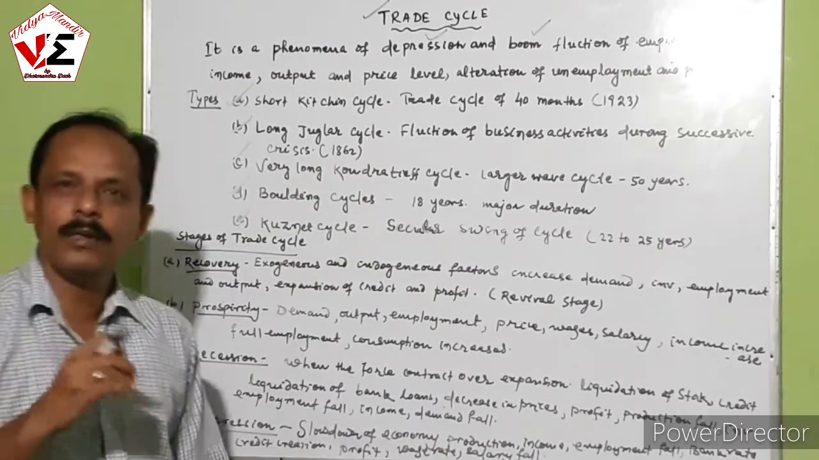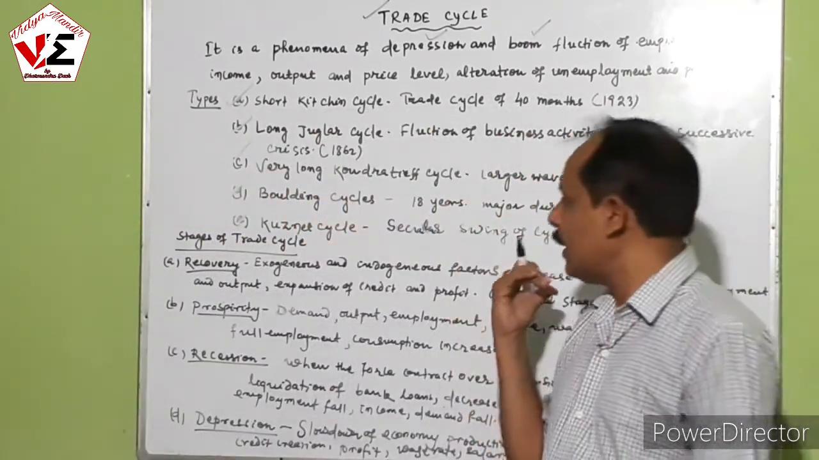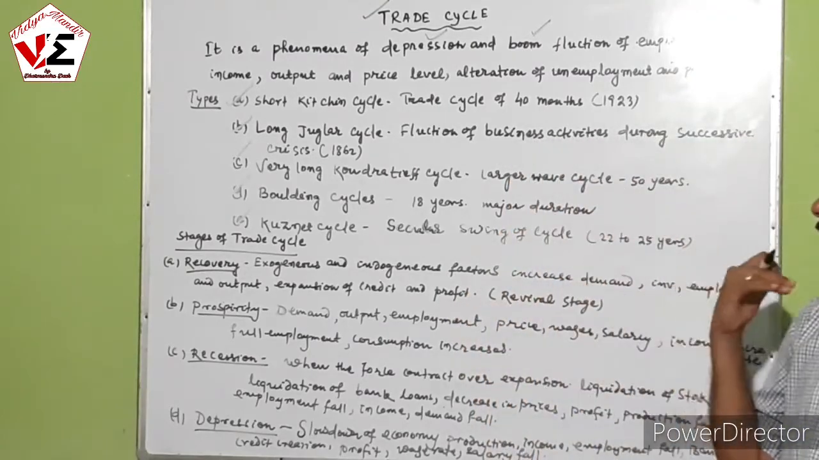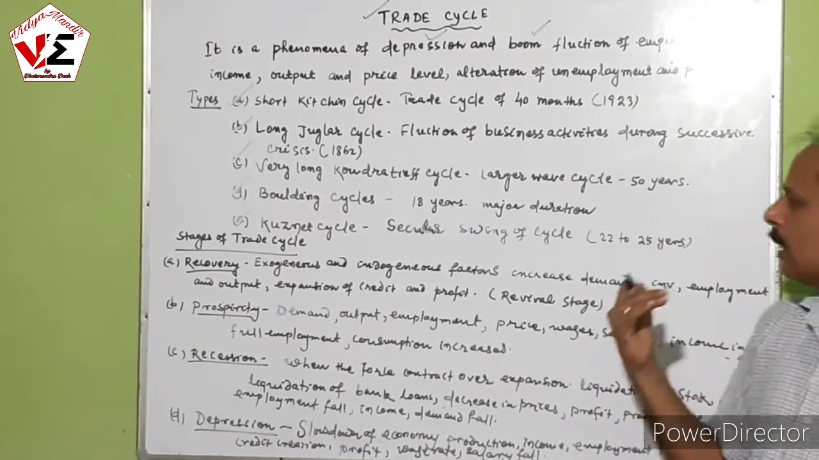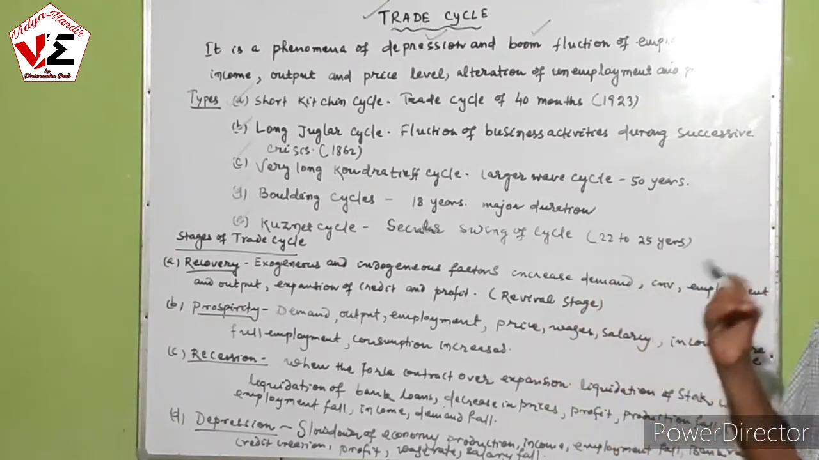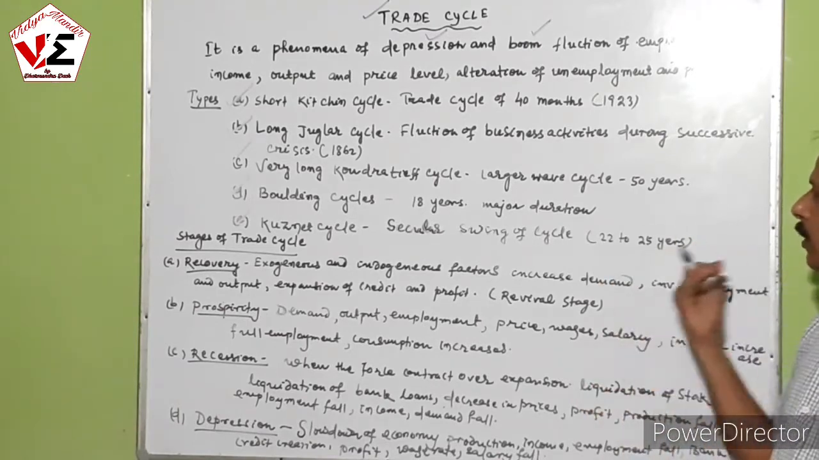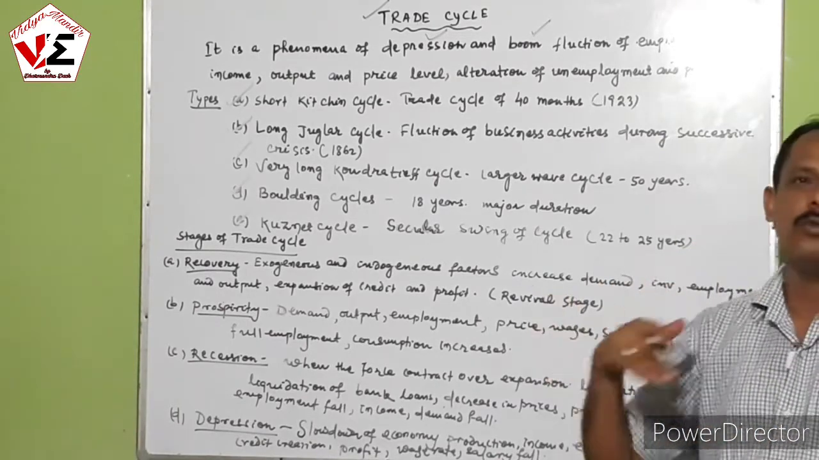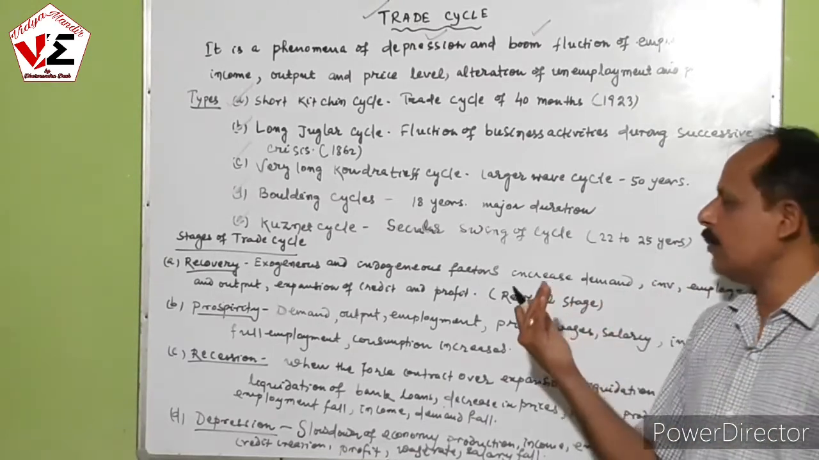Bank credit plays a prominent role. There's an increase in production, and market activities increase. Recovery takes place by increasing demand, investment, employment, output, and expansion of credit. There you see that profit increases, businessmen and wholesalers come forward to do better business, and business activities increase. That is how recovery takes place.